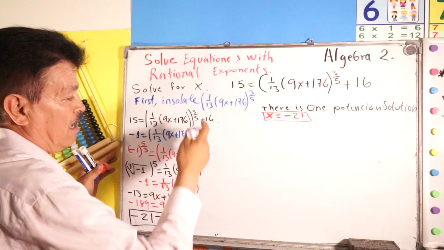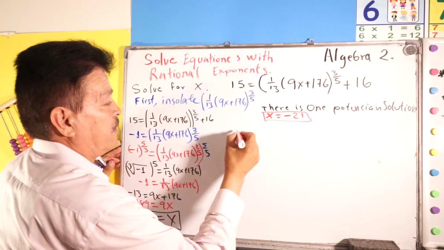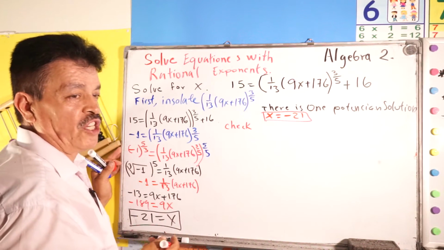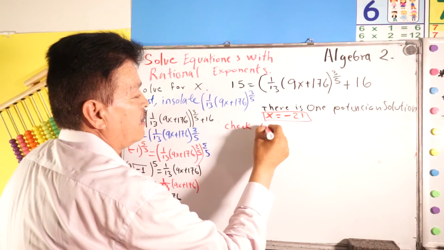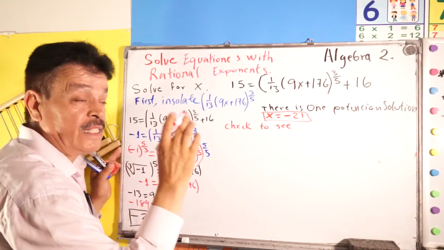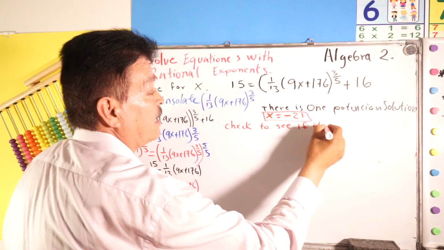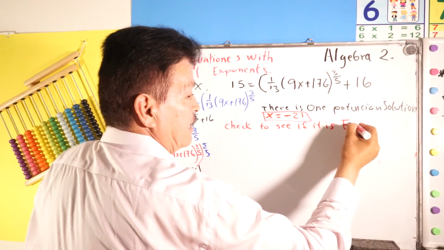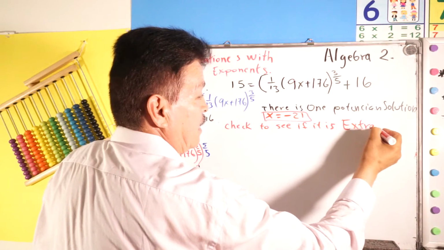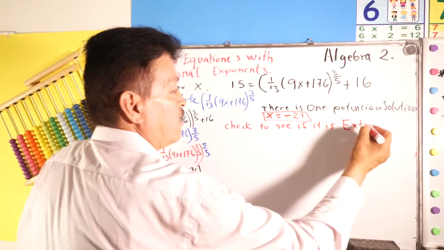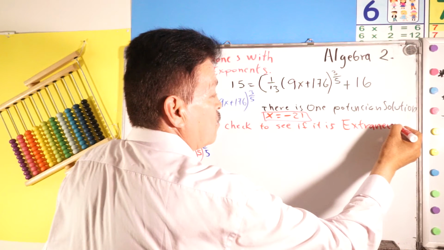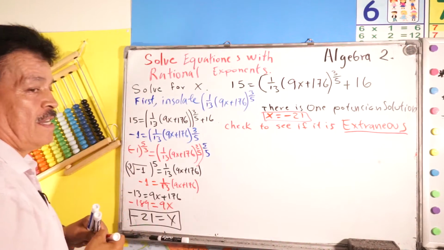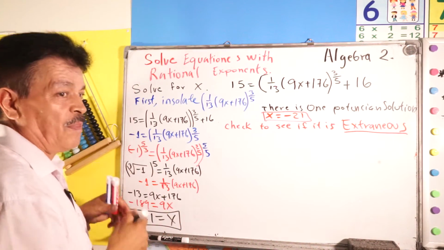Check all our work. One thing we have to check is to see if it is extraneous. How do we check this? It's very simple. Just write everything.